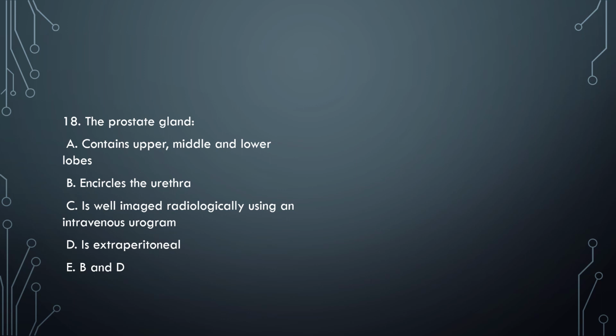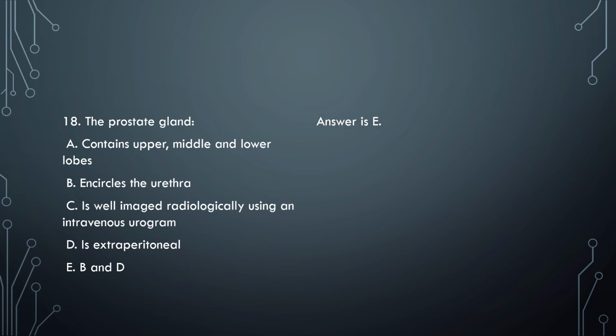Question 18. The prostate gland: A, contains upper, middle, and lower lobes. B, encircles the urethra. C, is well imaged radiologically using intravenous urogram. D, is extraperitoneal. Or is the answer B and D? Can you try?